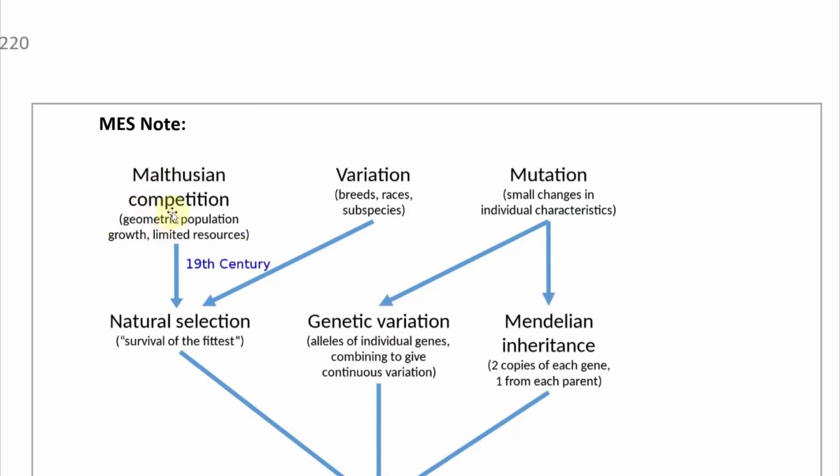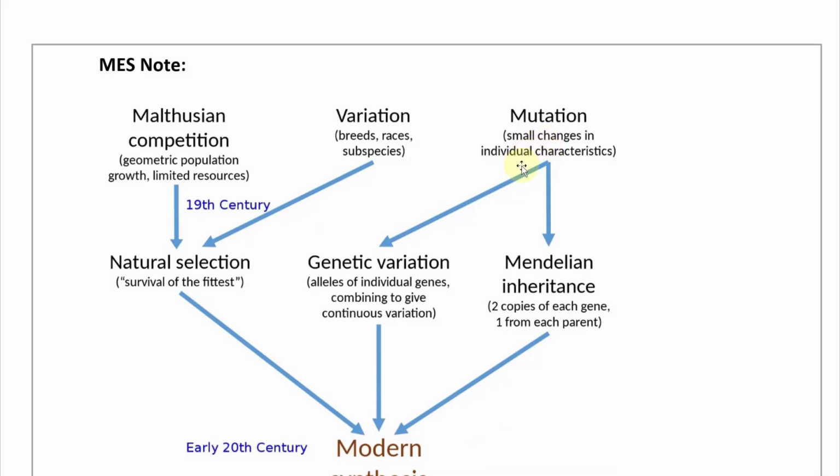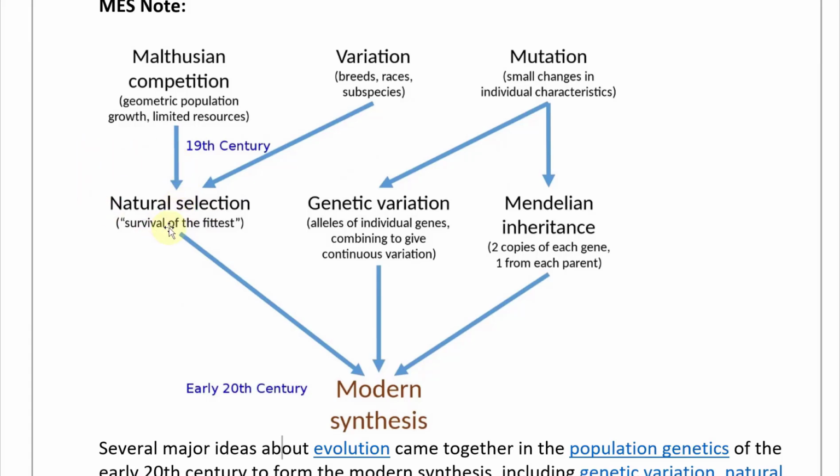So what you have is this setup right here: 19th century Malthusian competition, so geometric population growth and limited resources. Basically, yes, a supply and demand scenario of population growing depending on the resources available. And then you have variations, you have breeds, races, subspecies of each of the populations. And then you have mutation, small changes in individual characteristics. So this is subspecies, and this is actual individuals slightly changing. Then variation goes into natural selection, and you have this Darwinian survival of the fittest, basically trying to get limited resources, and different breeds, subspecies, races, trying to compete and have different advantages.